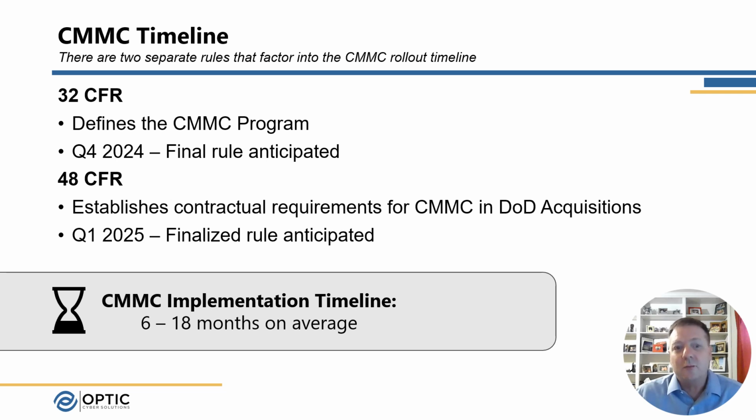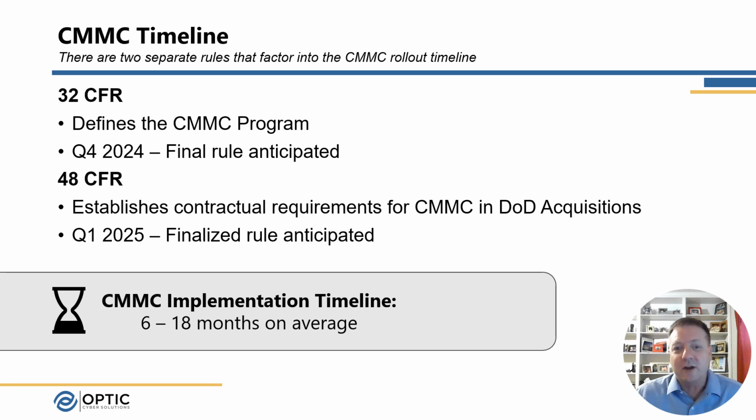This rule will provide guidance to contracting officers on when and how to include CMMC within their procurements, including during execution of option years within existing awards. However, this doesn't mean there won't still be market drivers, such as primes, asking for CMMC in the meantime. Once 32 CFR is in place and the CMMC program is established, CMMC assessments can begin in earnest.